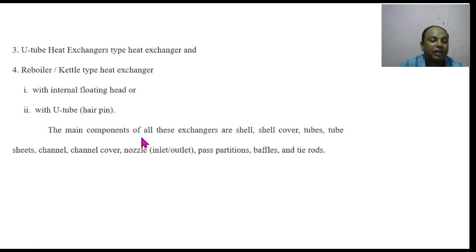And that is why, to ensure there is no differential thermal expansion, or that it has the same thermal expansion, the material of construction of shell as well as of tube should be the same, so that when the hot fluid flows through, the thermal expansion of the material would remain the same.